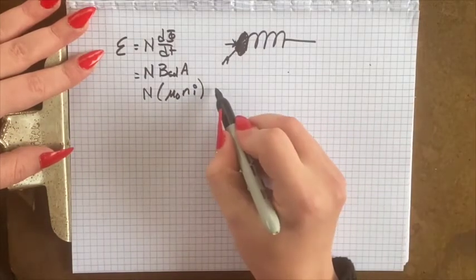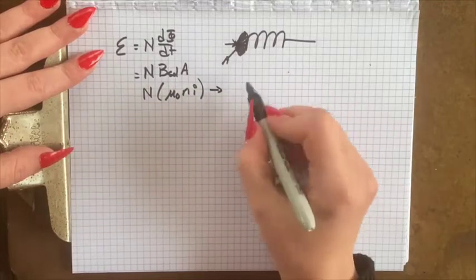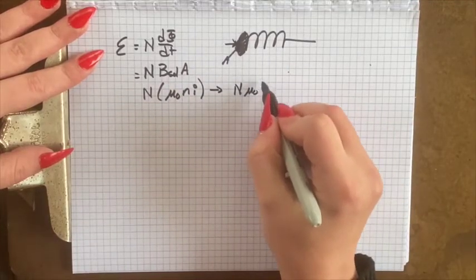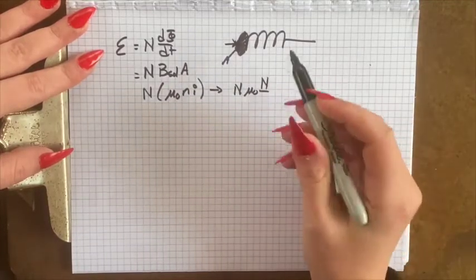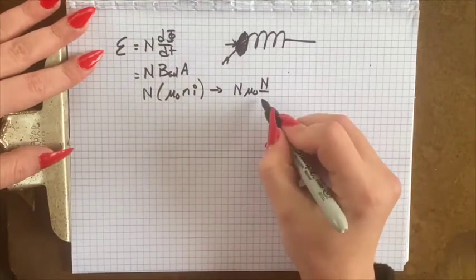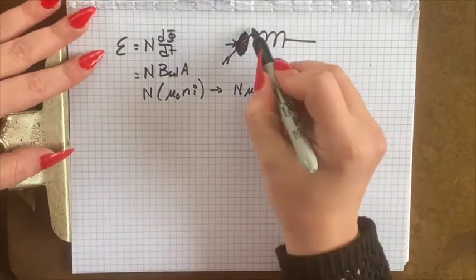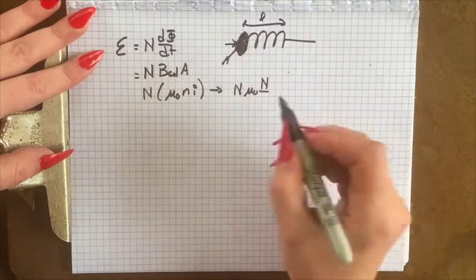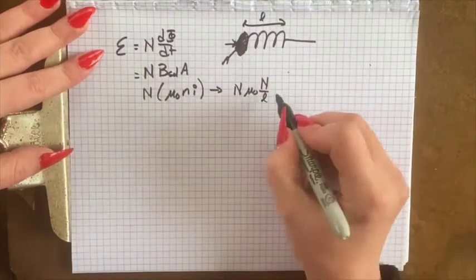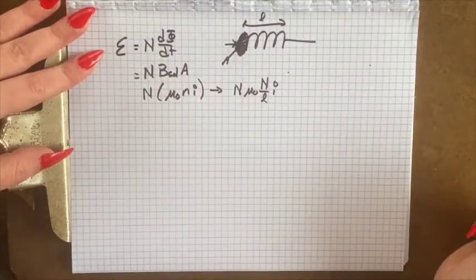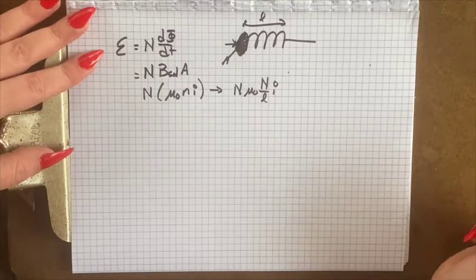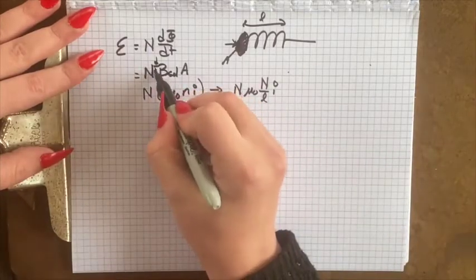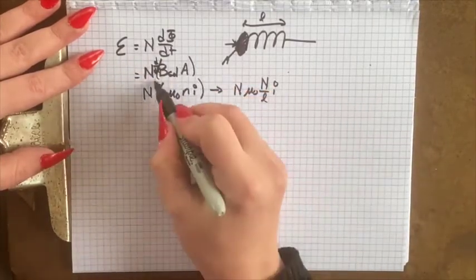If we wanted to, we could also simplify this a little bit and say N mu naught N over L, and I don't like that idea of L, so I'll use a lowercase l in this case for reasons that will be obvious. And then the current in the solenoid. And it looks like I missed the d/dt part here. Whoops.